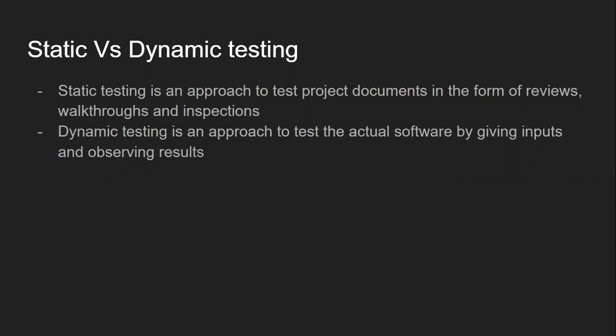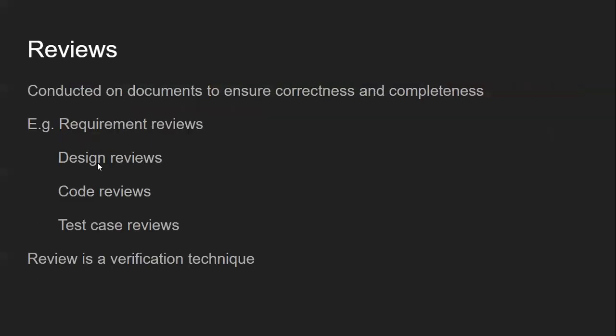So what it means is, static testing is an approach to test project documents in the form of reviews, walkthroughs, and inspections. Whereas dynamic testing is an approach to test the actual software by giving inputs and observing the results. And I hope that by hearing those names itself, it is quite understandable what they might mean.